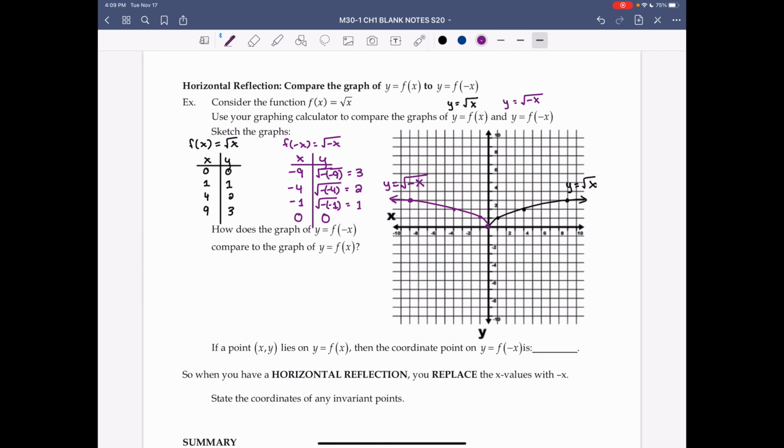How does the graph of y equals f of negative x compare to the graph of y equals f of x? The graph of y equals f of negative x is the same shape as y equals f of x, but it is reflected across or over or about the y-axis, which is a horizontal reflection.